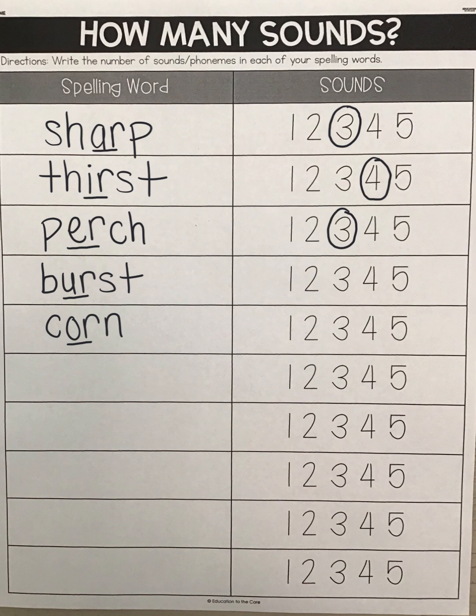Our next word is under. Finger stretch under. Under. ER says er. How many sounds do you hear? If you circled 4, you are correct.